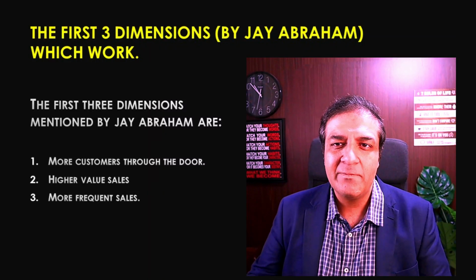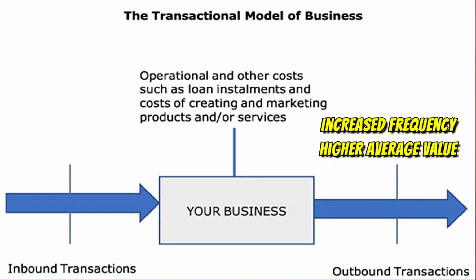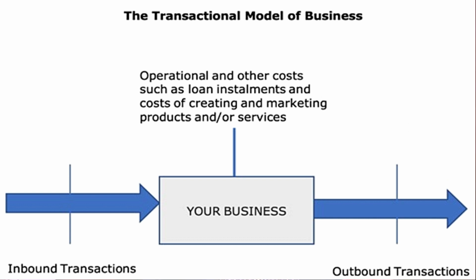After coaching many entrepreneurs over the years, I found that the conceptual foundation explained by J. Abraham converges to a model of business which I call the transactional model of business. So essentially, these three dimensions increase the frequency of the outbound transactions and enhance the average value of these transactions. This results in higher revenue and keeps the business sustainable as well as profitable in the long run.